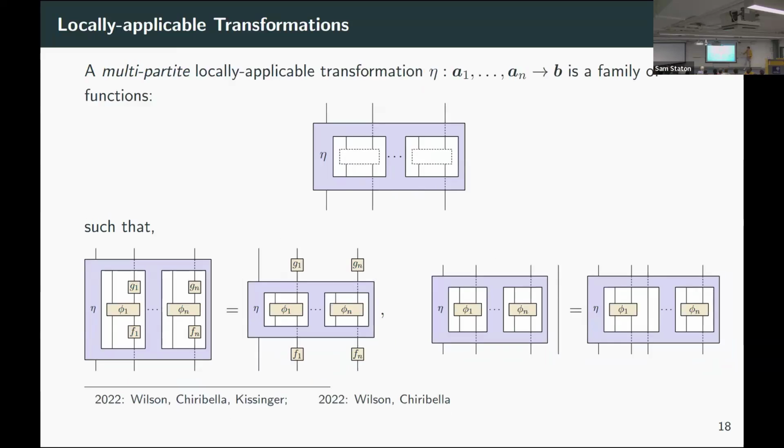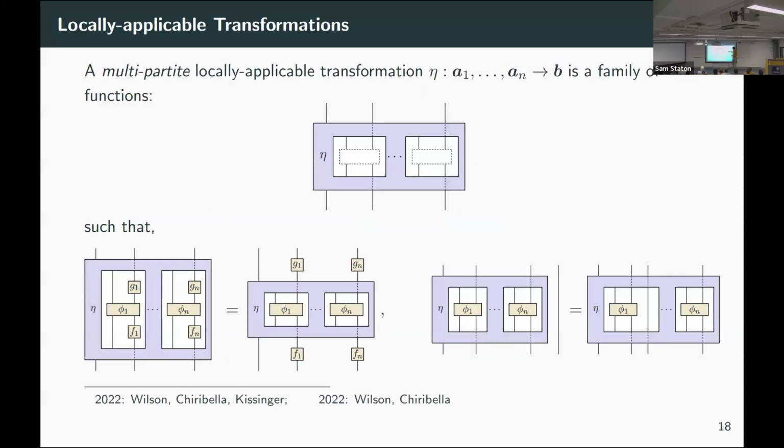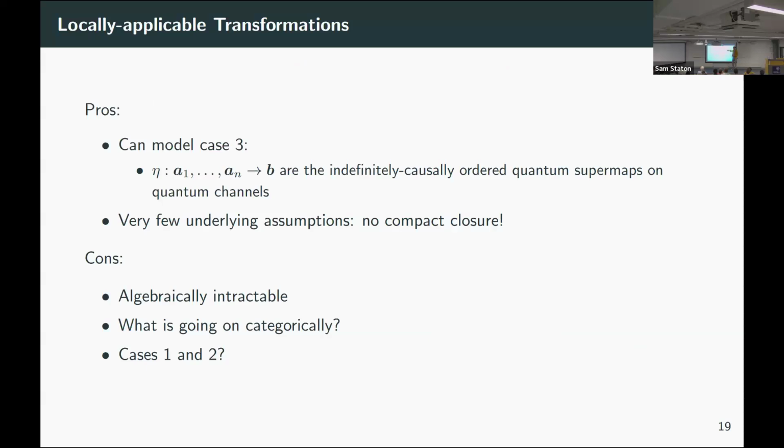You can extend this to the multi-party case with lots of holes in the obvious way. You now have commutation in each one of these holes, pulling this wire into each one of these holes. And what's good about this is that it can model the interesting quantum cases. They demonstrated in their paper that if you take this definition and apply it to quantum channels, you get back things like the quantum switch, the Guérin process, all these interesting things, and exactly those things. Great. And very few underlying assumptions.